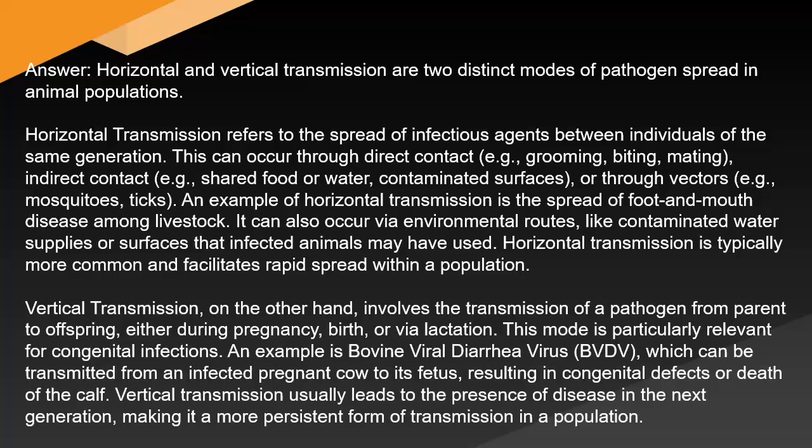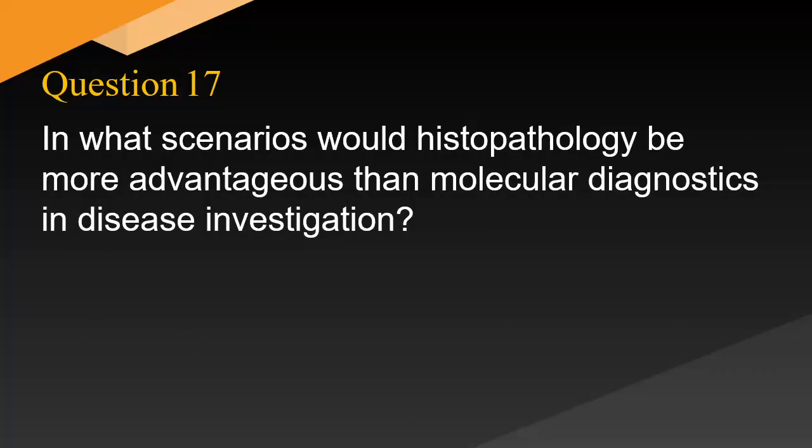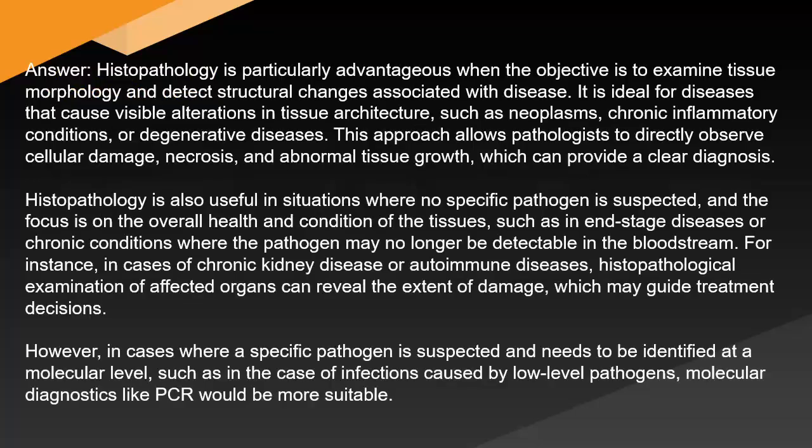Vertical transmission usually leads to the presence of disease in the next generation, making it a more persistent form of transmission in a population. In what scenarios would histopathology be more advantageous than molecular diagnostics in disease investigation? Answer. Histopathology is particularly advantageous when the objective is to examine tissue morphology and detect structural changes associated with disease. It is ideal for diseases that cause visible alterations in tissue architecture, such as neoplasms, chronic inflammatory conditions, or degenerative diseases.